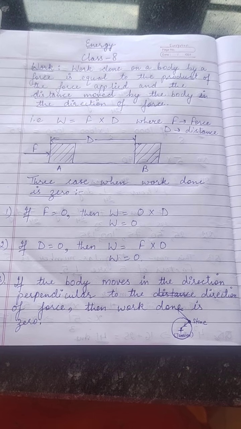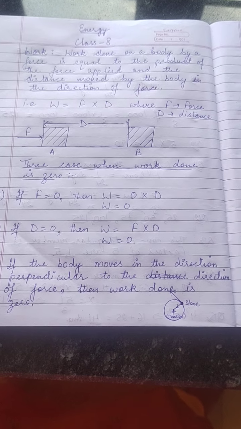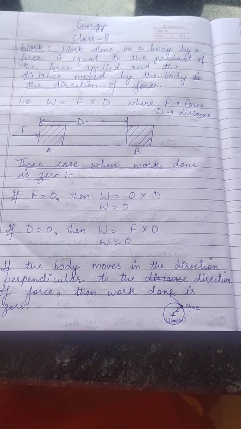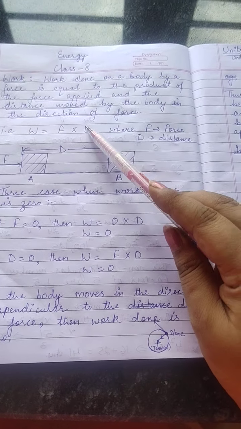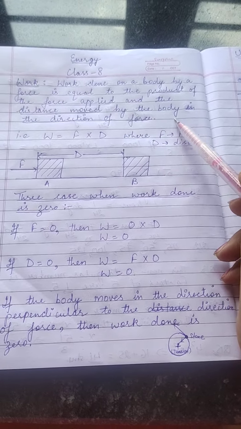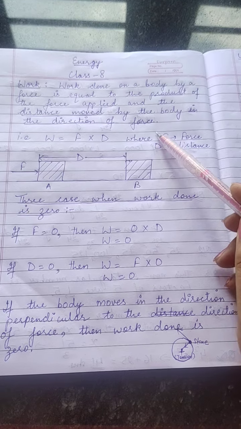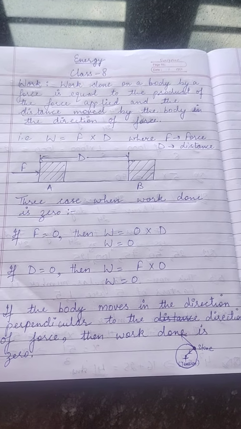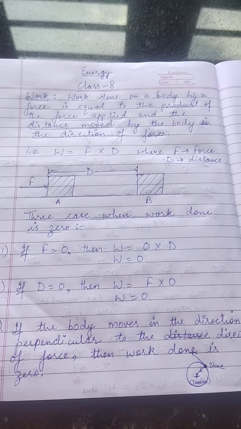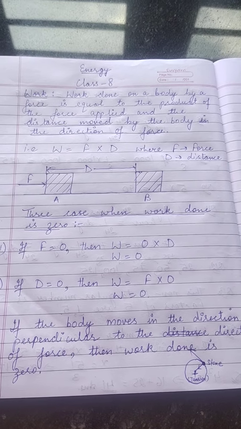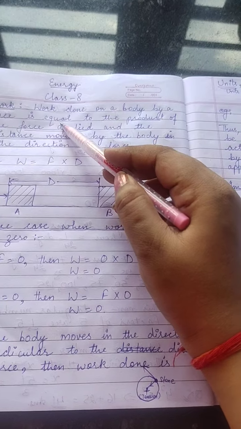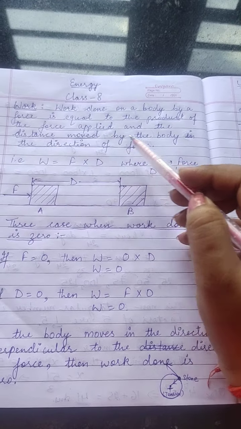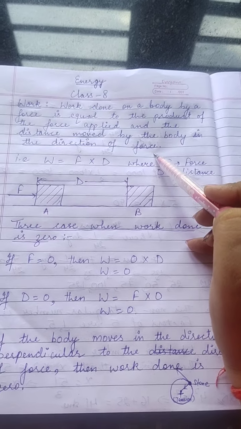So in today's class we discussed work. Work done on a body by a force is equal to the product of the force applied and the distance moved by the body in the direction of force. So here the three important things is, first is product, that work is equal to the product of two quantities. What are those two quantities? The force applied and the distance moved in the direction of force.